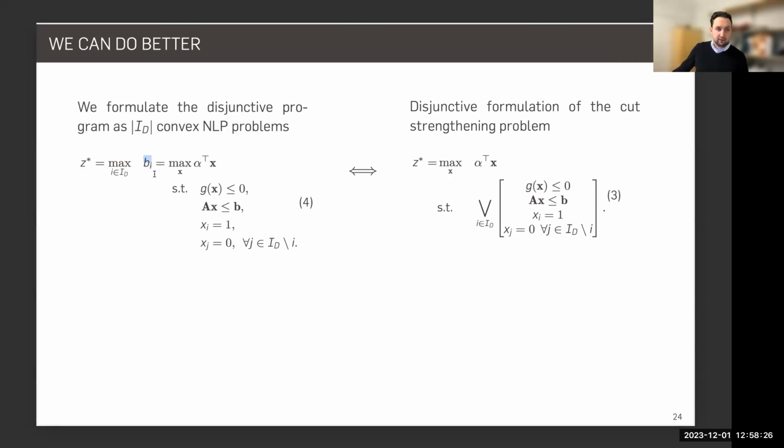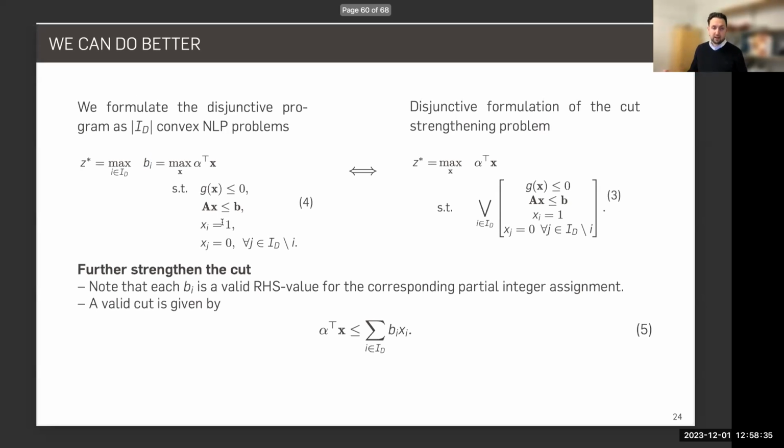And that gives us these coefficients b_i here, which is how big the left-hand side can become for this fixation of binary variables. The nice thing is, if we solve it this way, it's not only more computationally efficient, I would claim, but we can also derive a stronger cut. Because now, when we fix the binary variable x_i to 1, then the corresponding value b_i here is also a valid right-hand side value for that assignment. So then we can generate the following cut, where we are efficiently using independent right-hand side values, one for each partial integer assignment. Okay.